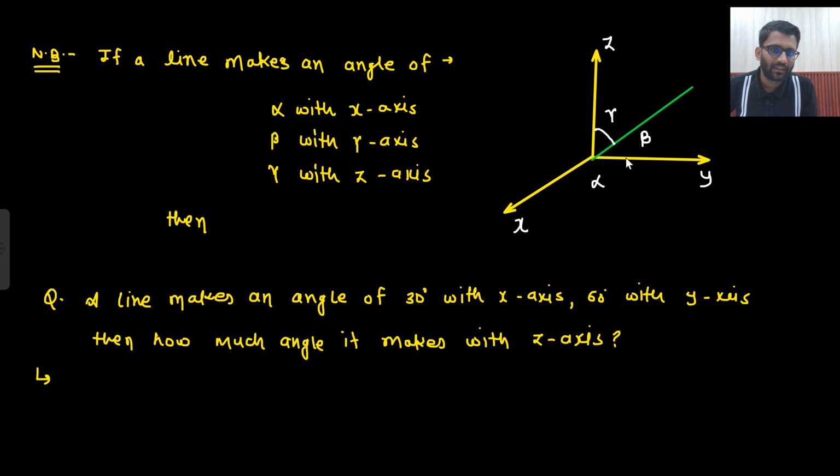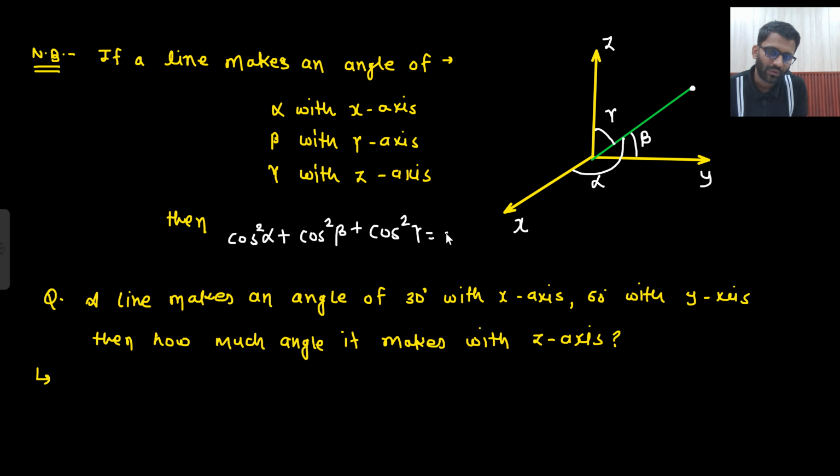This is the angle it is making, this is the angle it is making, and this is the angle it is making: alpha, beta, gamma. So these are the angles it is making. Then there is one relation which you can very easily prove, that is cos square alpha plus cos square beta plus cos square gamma is equal to 1. From the concept of projection you can easily prove it.